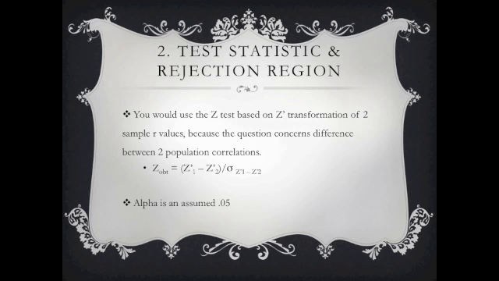After we have set up our null and alternative hypotheses, we can look at what test statistic we need to use and the alpha level we need to use. You would use the z-test based on z-prime transformation of two sample r values because the question concerns differences between two population correlations. The test you would perform is given in the formula below, which reads, obtained value of z is equal to z prime 1 minus z prime 2 divided by the standard error of z prime 1 minus z prime 2. For this hypothesis test, our level of significance is going to be alpha is equal to 0.05. Even though it was not given in the problem, it is most common to assume an alpha of 0.05.